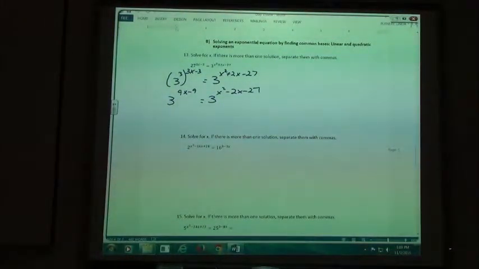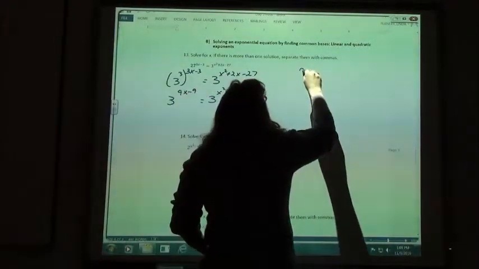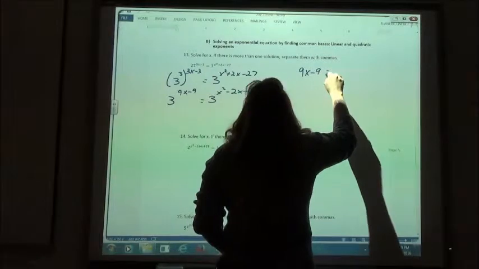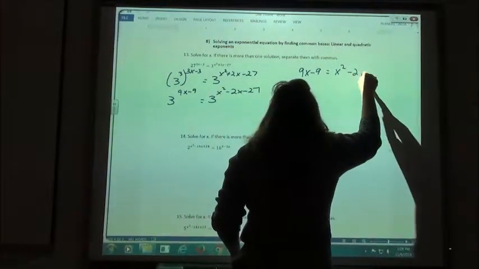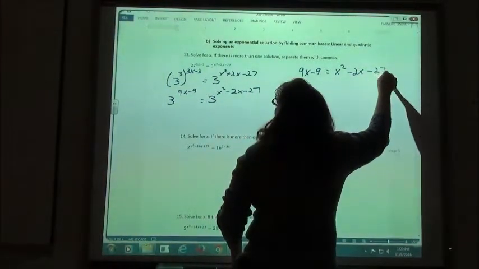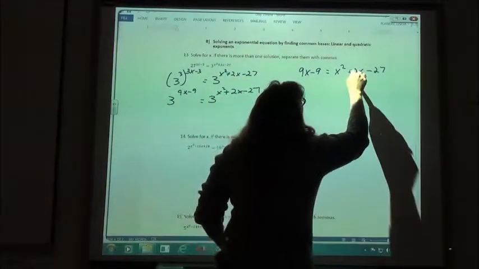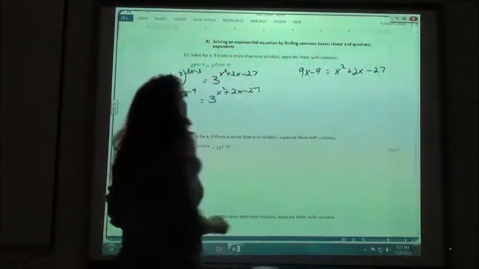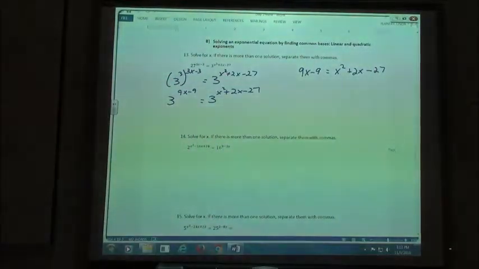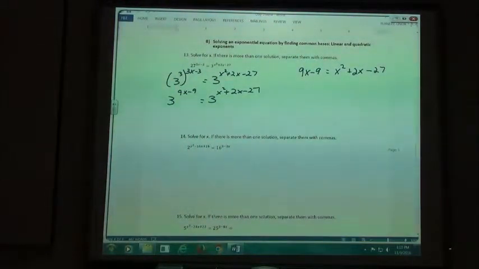Once we have them where we have the same base, we can just set the exponents equal to each other and solve. So 9x minus 9 equals x squared minus 2x minus 20. Oh, that's supposed to be a plus. Gosh, dang it. How come I keep changing my signs? X squared plus 2x minus 27. Donald already has an effect on you, I know. Made me lose my mind.